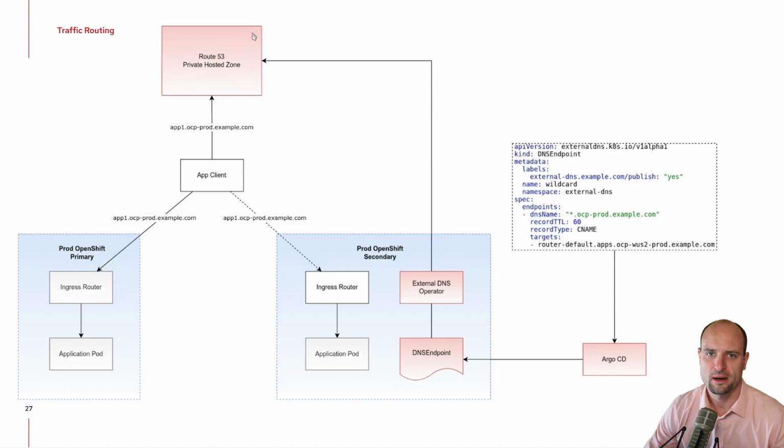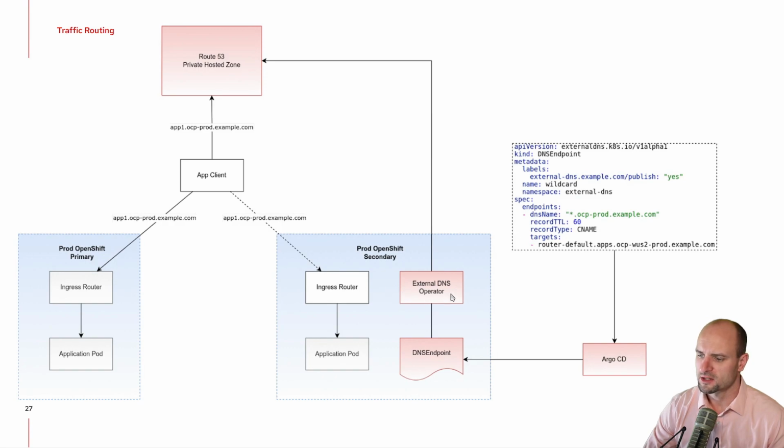At the bottom of the diagram, you can see two OpenShift clusters. There is the primary OpenShift cluster and a secondary OpenShift cluster. The application client in the middle of the diagram is trying to connect to the application running on our OpenShift clusters. The client first resolves the hostname of the application by querying the Route 53 DNS. Based on the CNAME record, the DNS will either return the IP address of the ingress router of the primary cluster, or it will return the IP address of the ingress router of the secondary cluster. The client will use the returned IP address to connect to the currently active region.